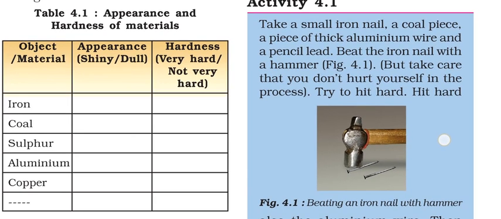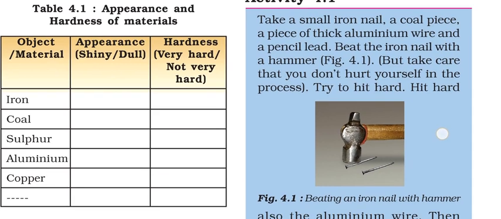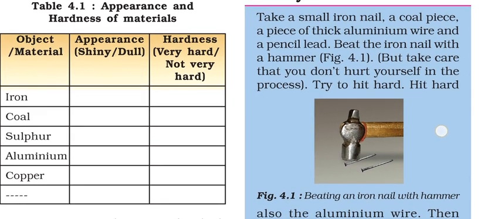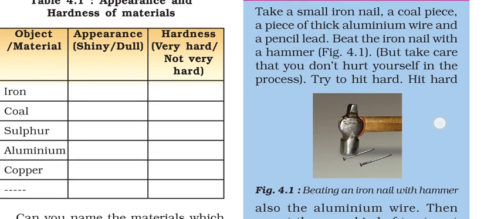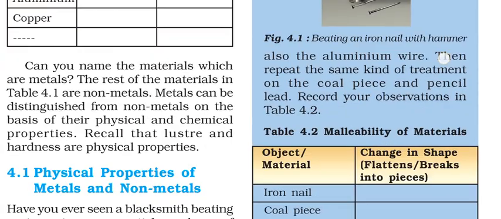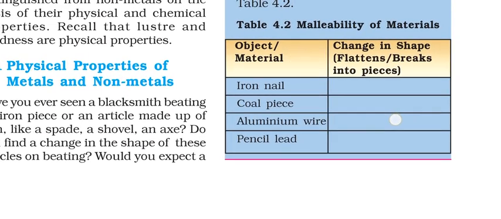Also you can see in this activity that we have taken four things: an iron nail, a coal piece, a thick aluminum wire and a pencil lead. What we are going to do is beat all of them with a hammer. Now what happens in all the cases? Iron nail, is there any change in the shape when you beat it with a hammer? Yes. What about the coal piece? Is there any change? Yes. So does it break into pieces? Obviously yes.